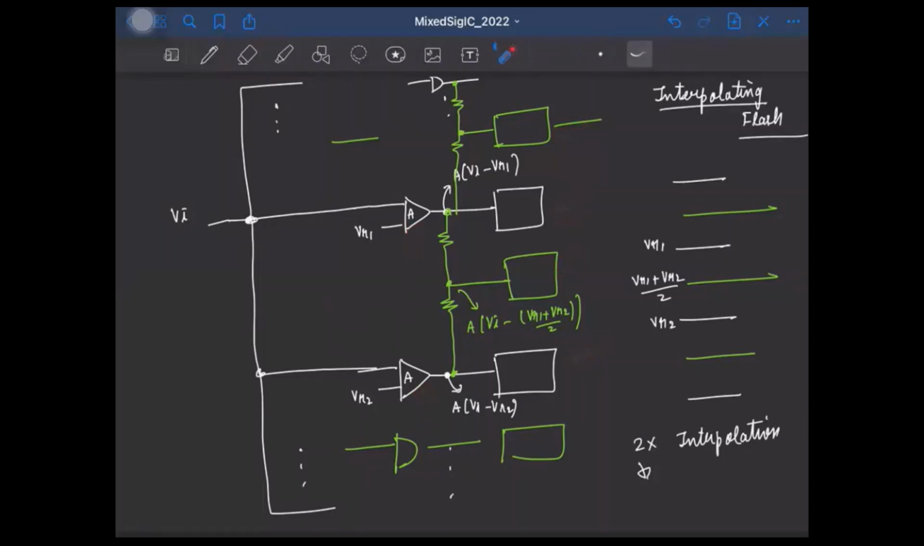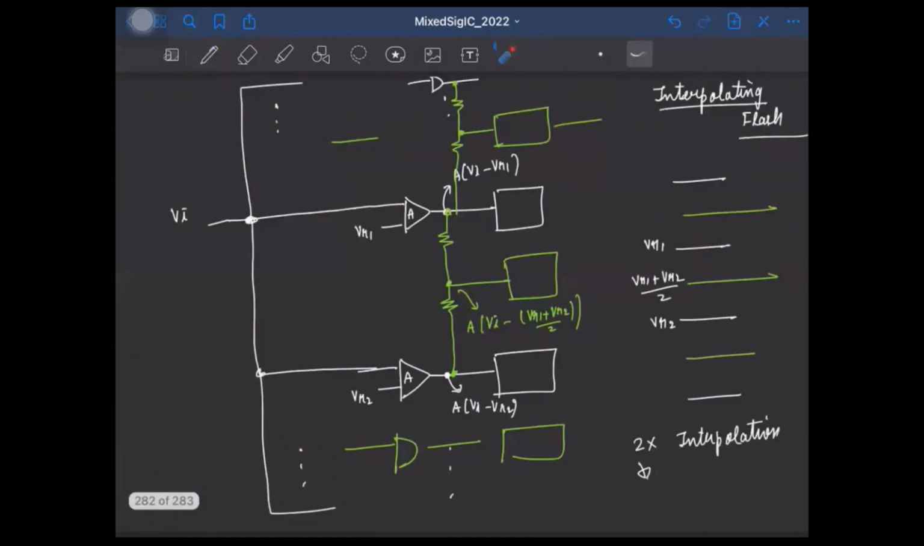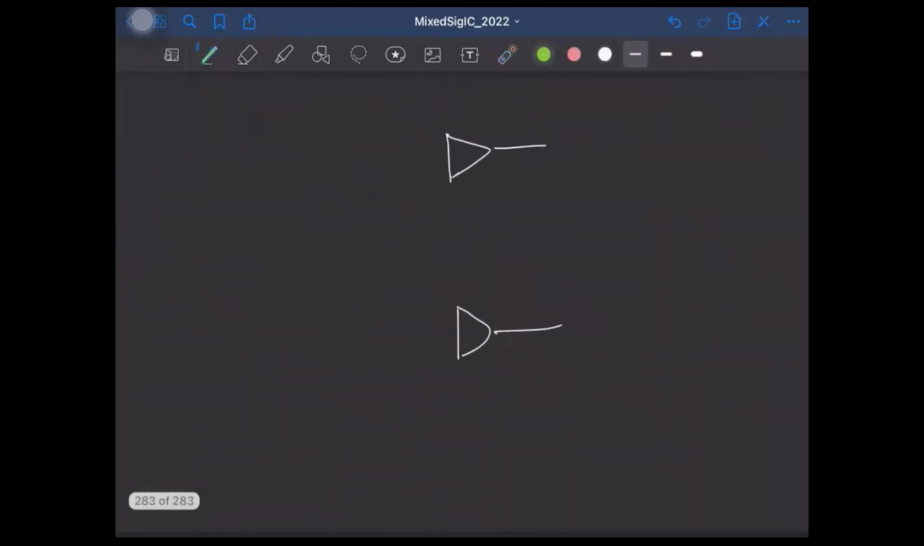Okay, and of course you can also extend it to a higher order interpolation. That is, instead of generating only one intermediate value, you can generate multiple intermediate values, right? So we can have, say, 4 resistors like this, right? And this will generate 3 additional levels, right? So in this case, we'll have a 4x interpolation.